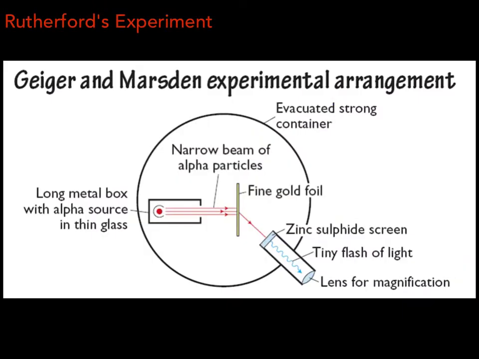The diagram here shows the experimental setup for Rutherford's experiment. It was conducted by his two students, Geiger and Marsden, and is sometimes known as Geiger and Marsden's experiment. So, looking at the apparatus, we'll see it starts off here with a narrow beam of alpha particles, which are fired towards a fine gold foil.